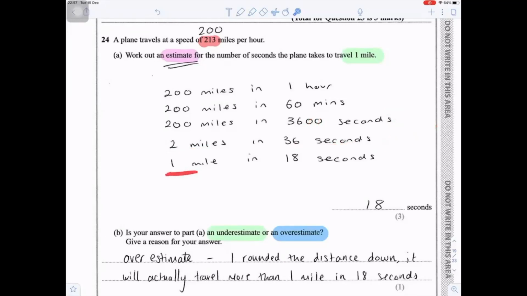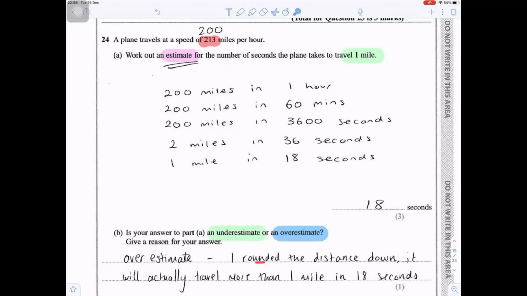For 1 mile, you divide by 2 on both. 1 mile would be 36 divided by 2, which is 18 seconds. Part B, is your answer to part A an underestimate or an overestimate? Give a reason for your answer. The answer is an overestimate.